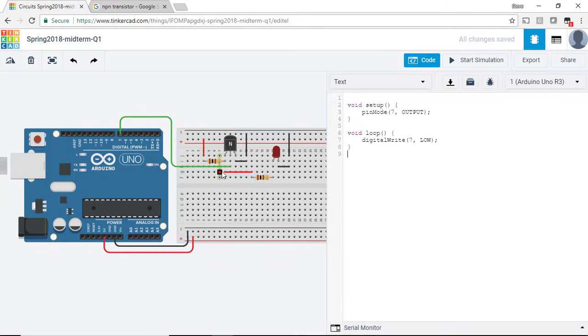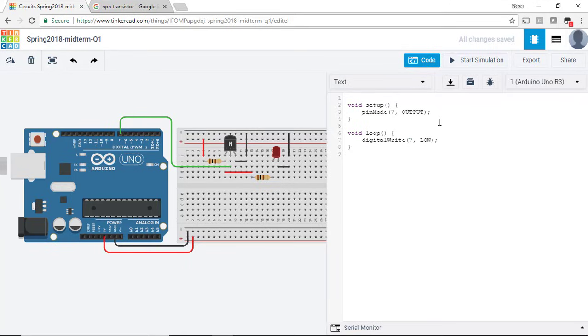And then in the same chain, I have this connection through a current limiting resistor to my LED, which is then connected to ground. So in my code, I have to call pin 7 as an output. And if I write pin 7 low, that'll turn off the transistor. So I should see the LED illuminated. So let's go ahead and run that. And lo and behold, the LED is illuminated.